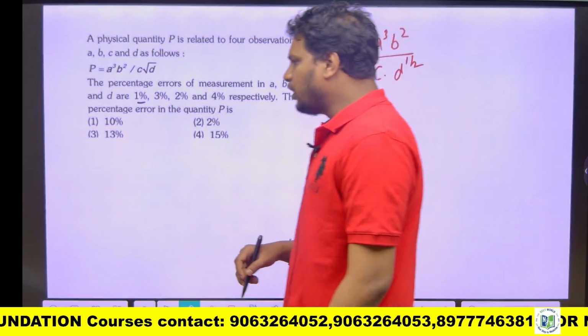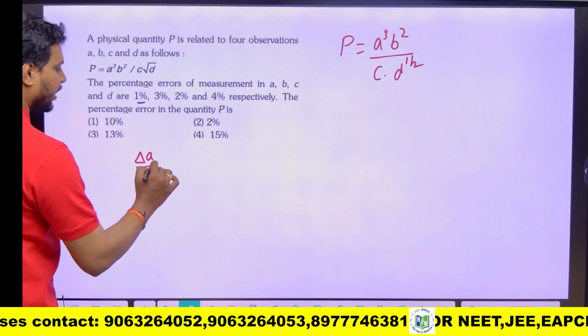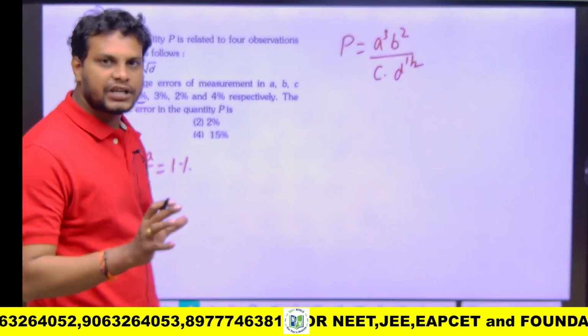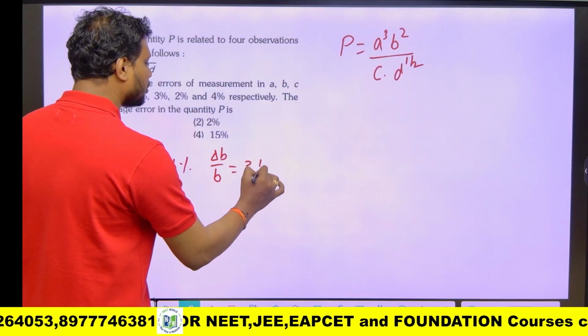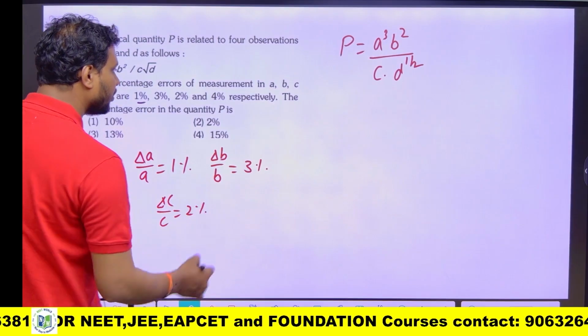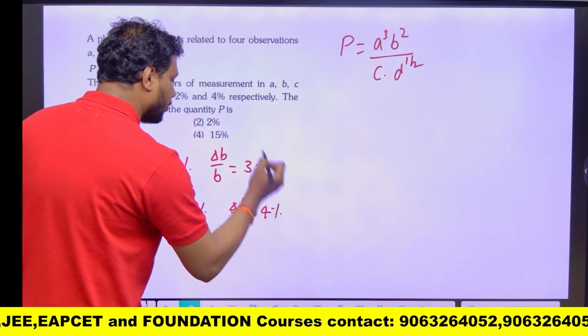Listen students, we can write the percentage error in A as delta A by A, which is equal to 1%. And similarly, the percentage error in B can be taken as delta B by B, which is equal to 3%, and delta C by C, which is equal to 2%, and delta D by D can also be taken as 4%.